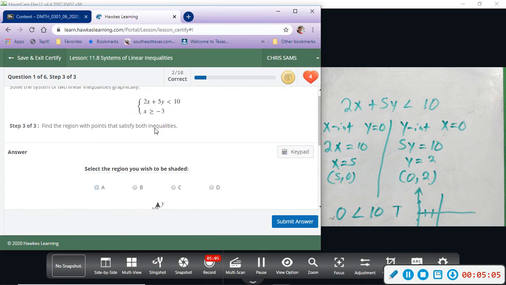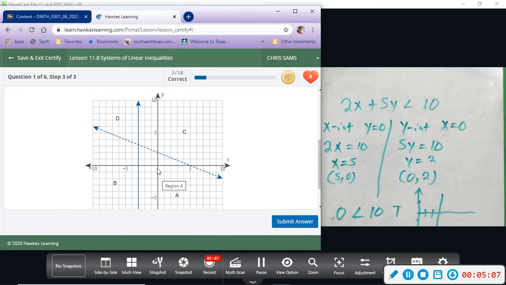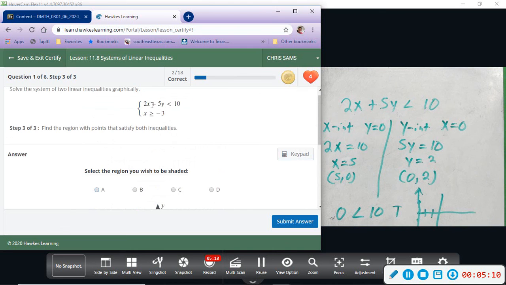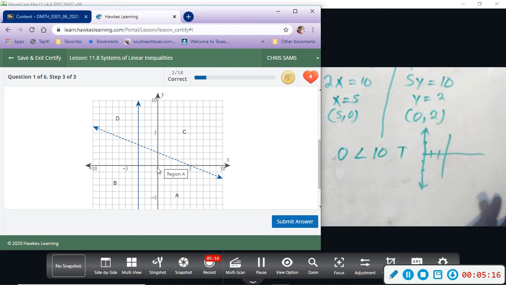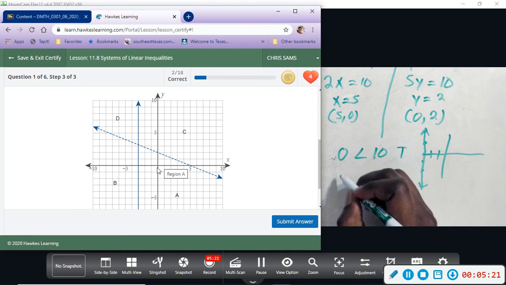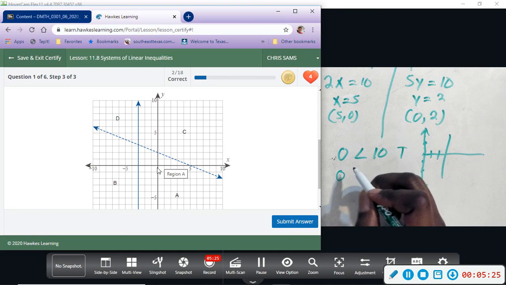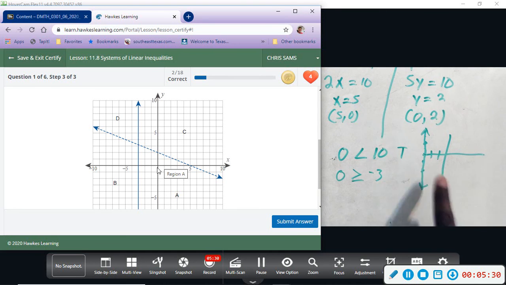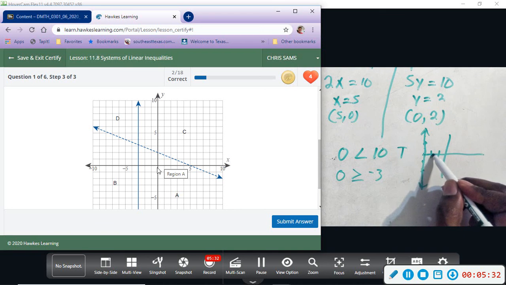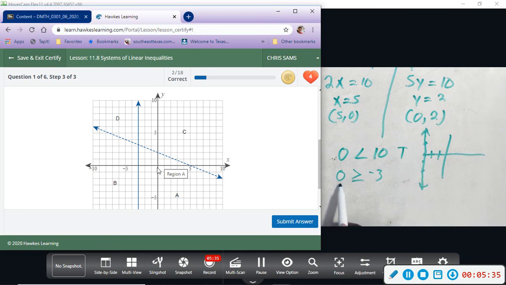What you can do is pick ordered pairs and see if they satisfy both. So (0, 0) again would be easy enough to do, and you would do that for both. For one of them we already have (0, 0), and that was true. Then for x greater than or equal to negative 3, we would say 0 is greater than or equal to negative 3. And yes, 0 is to the right of negative 3. Here's negative 3, and as we go to the right, we're getting bigger. So yes, 0 is greater, and (0, 0) falls in that section.